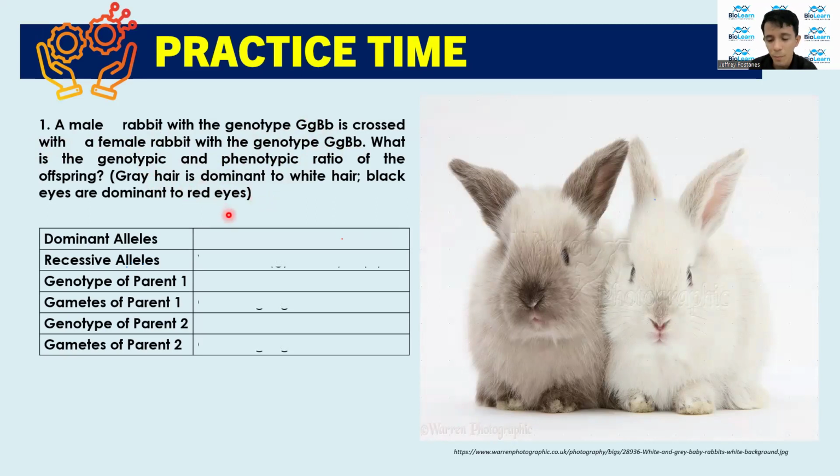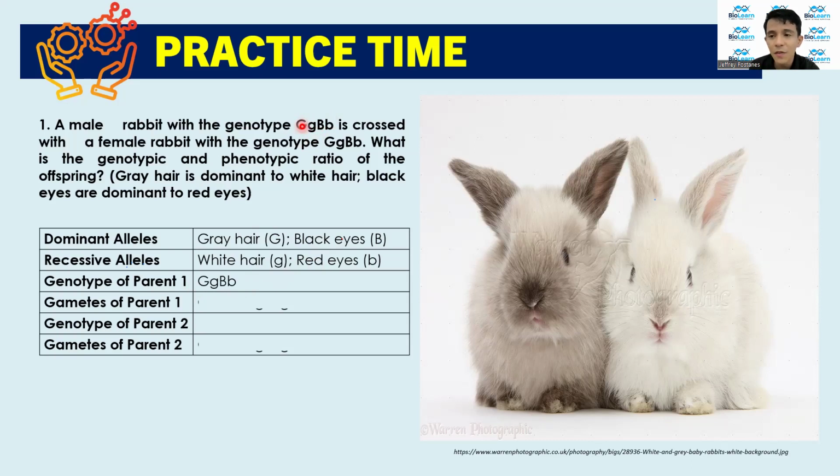Now, let's write the dominant alleles. So, ang dominant alleles natin are the gray hair and black eyes, while the recessive alleles are the white hair and red eyes. Now, what's the genotype of parent one? It says there heterozygous G and heterozygous B.